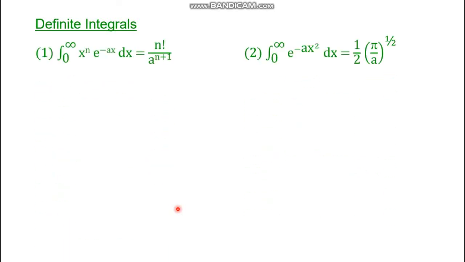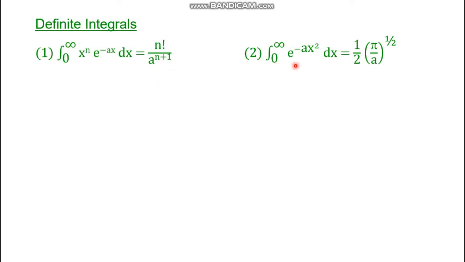These definite integrals are actually utilized very much in calculations of the kinetic theory of gases, different probabilities of velocity distribution, energy distribution, etc. These definite integrals would not have any integration constant, and they must have some limits, lower limit and upper limit. So integration 0 to infinity x to the power n e to the power minus ax dx equals n factorial divided by a to the power n plus 1.